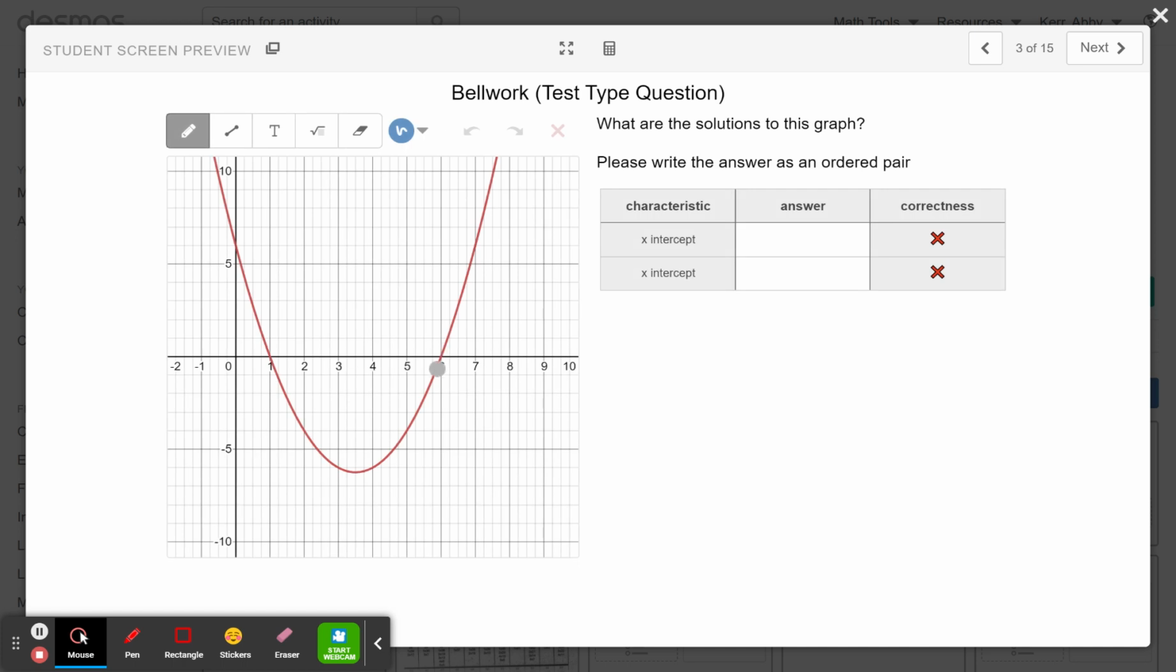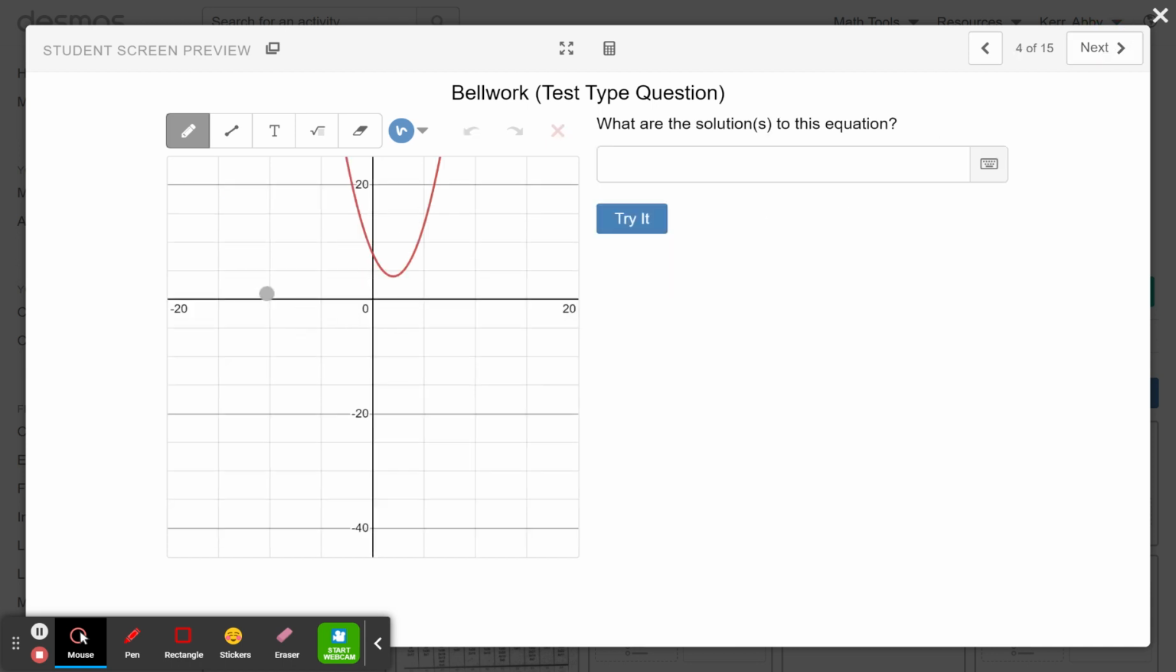This one is a test question, so it says, what are the solutions? Remember, solutions are just a fancy word for x-intercepts. So (1, 0) is where it touches first. (6, 0) is where it touches the x-axis next. And if you flip that, if you say (6, 0), (1, 0), you would still get check marks. So whenever it says solutions, we are referring to x-intercepts.